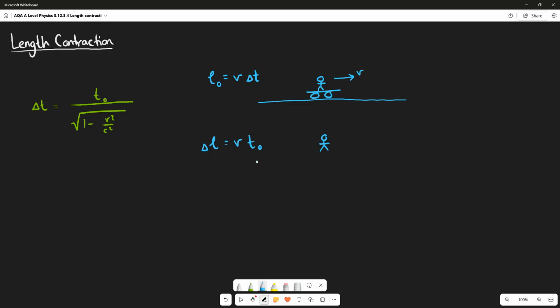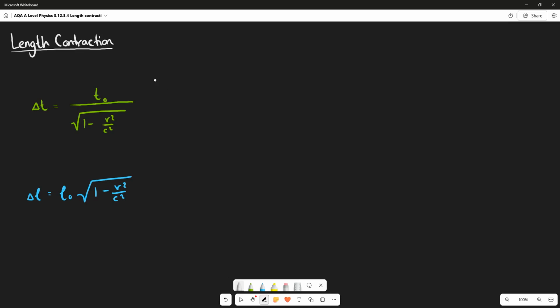Here is the length contraction equation. Here we have the length for a moving observer, and here we have the length for a stationary observer. We can analyse these equations together.